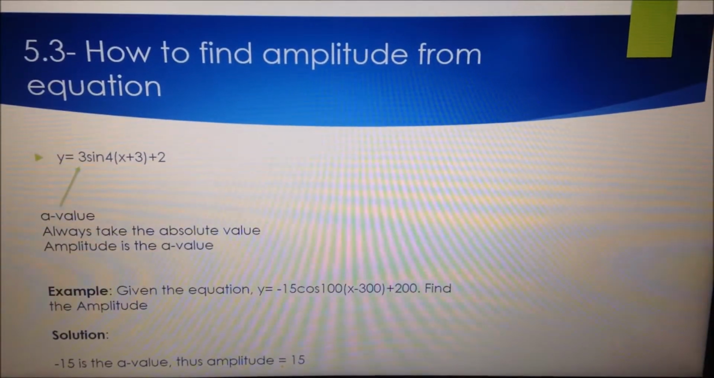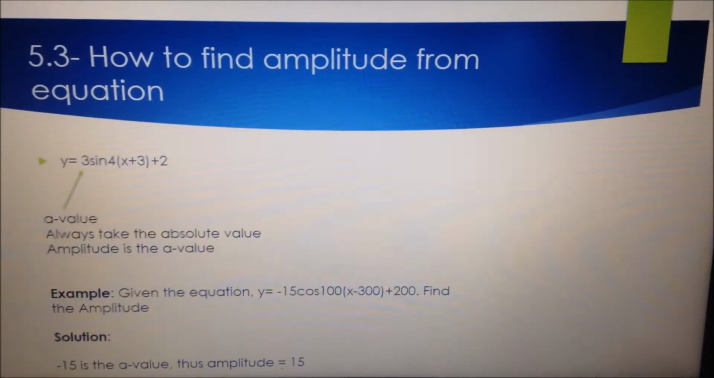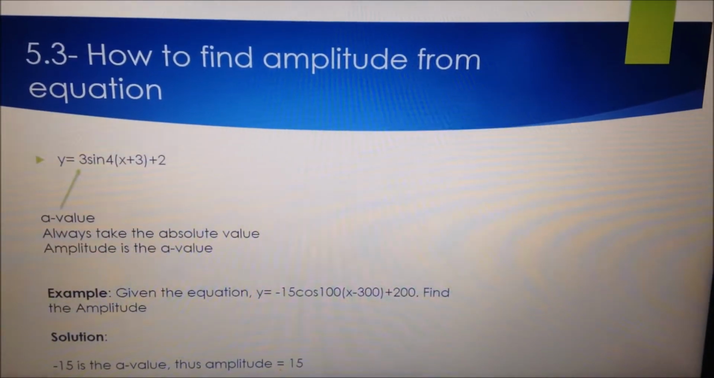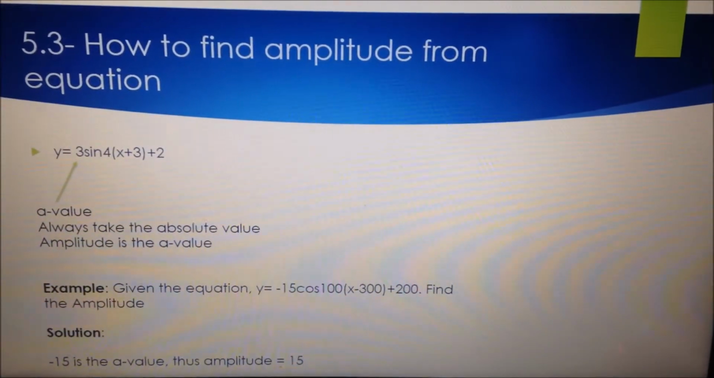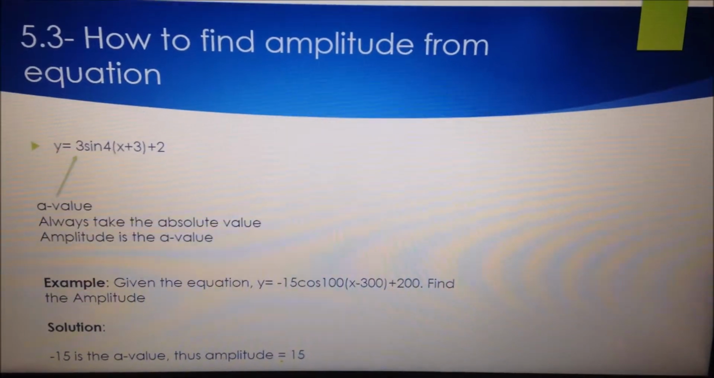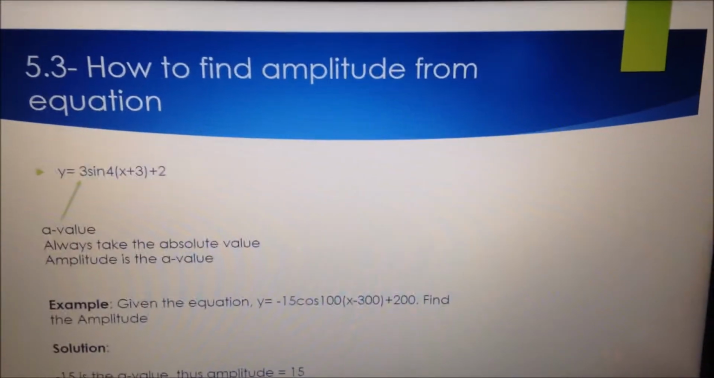So let's look at this example. Given the equation y is equal to negative 15 cos(100(x minus 300)) plus 200, find the amplitude. Well, we know the A value is negative 15, and we know that the amplitude is the absolute value of that A value. So therefore our amplitude would be 15.